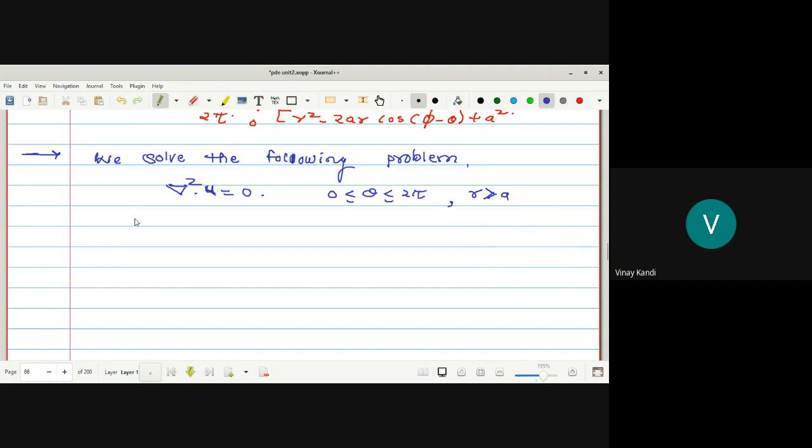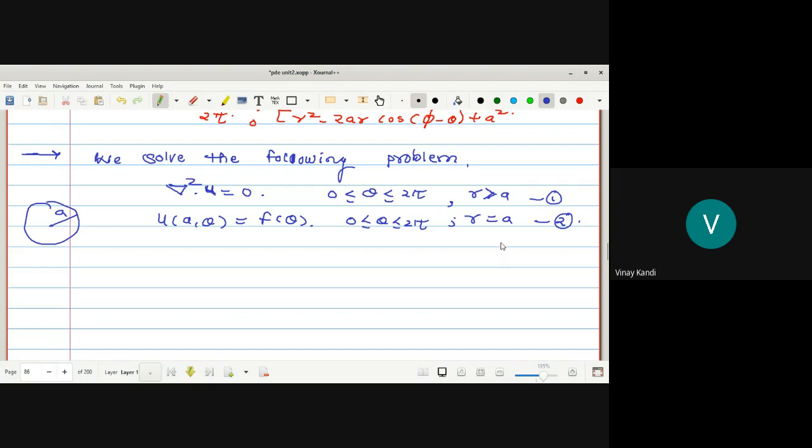So del square u is equal to 0 where theta is running between 0 to 2 pi and r is greater than a, and u is a function of a and theta. If we put r equal to a, this is the solution on the boundary; this is your circle and this is the radius. At the boundary it will coincide with f of theta, where theta is running between 0 to 2 pi. Give it as equation number 1, and give this as equation number 2.